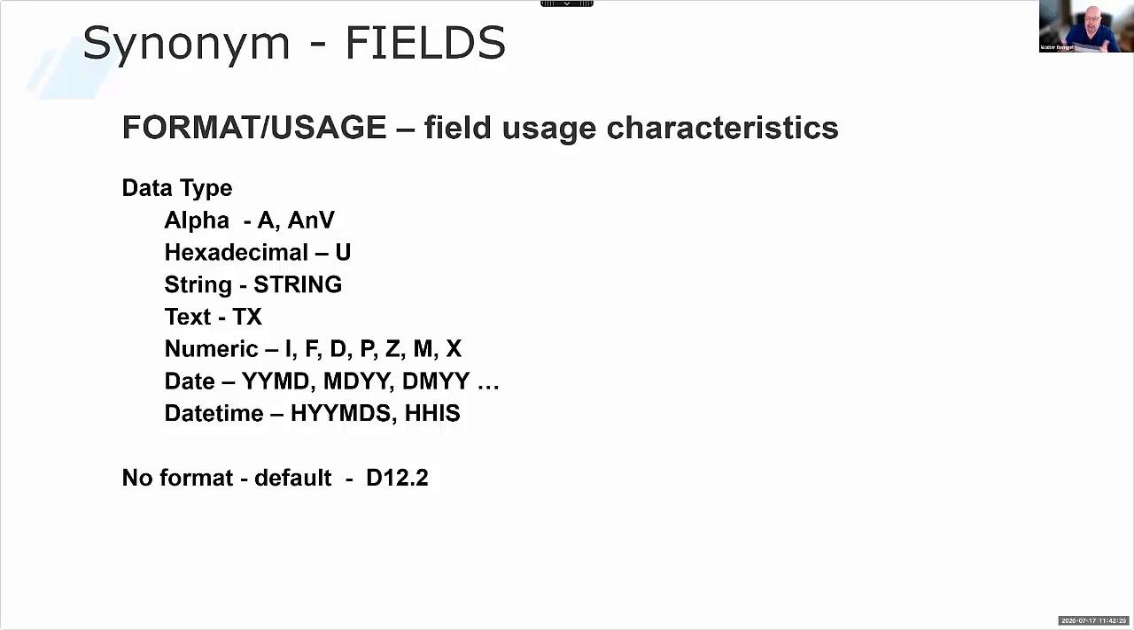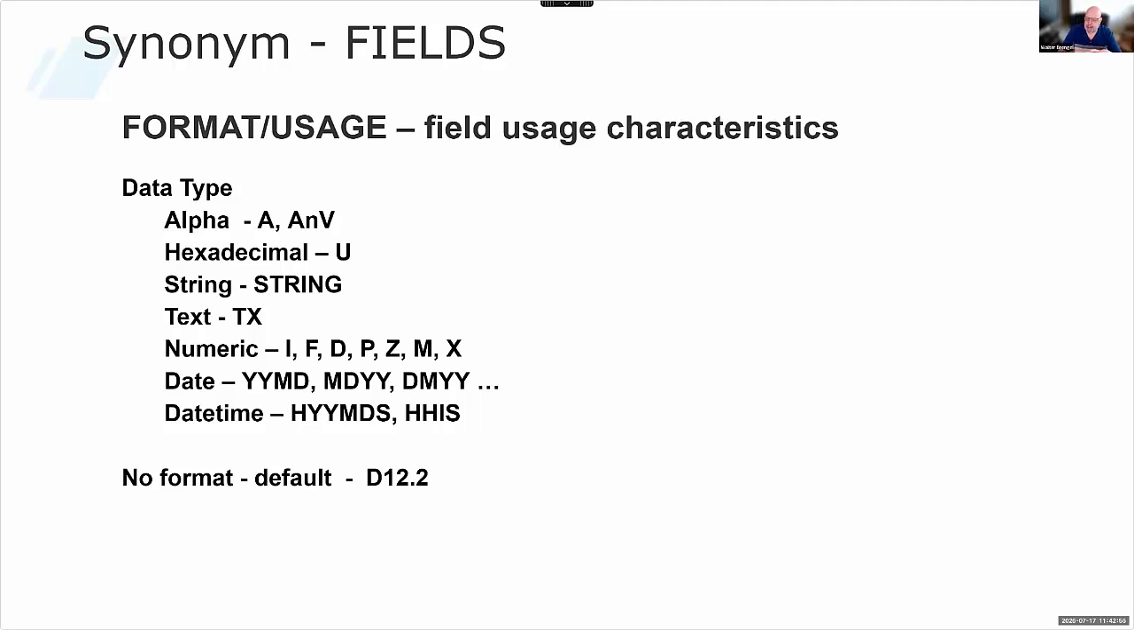So your data type for alpha, you have your A and your AV. Hexadecimal is a format U. We have a new string format, which would have a /string for the format. So the string format is basically an undefined number of characters. Text is TX. Your numerics are your integer, floating, double precision, packed, zone decimal.